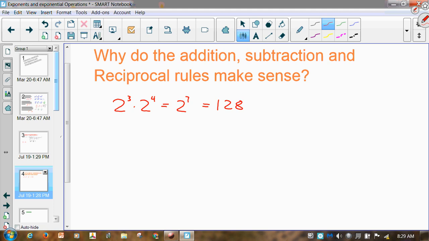And then let's just take these two numbers. What's 2 to the 3rd? 2 to the 3rd is 2 times 2 times 2, which is 8. And 2 to the 4th is 16.